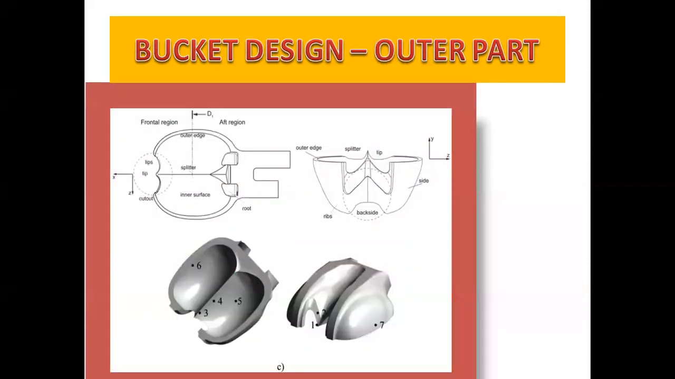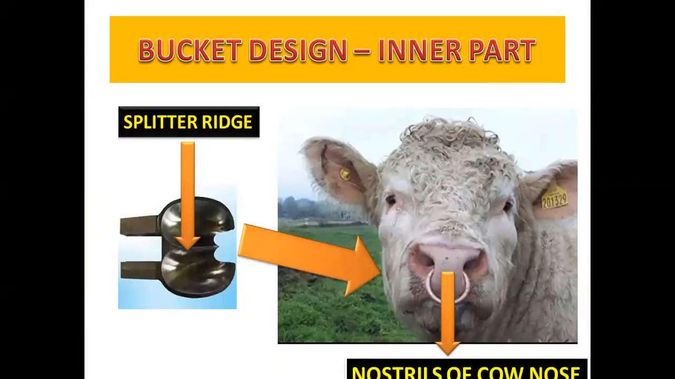And the next one is the nostrils of a cow's nose. Here there is a slot. It is looking like the nose of a cow. There are two holes in the nose of a cow, that is the shape the cow's nose has. Nostrils of a cow's nose, the same shape we have given.